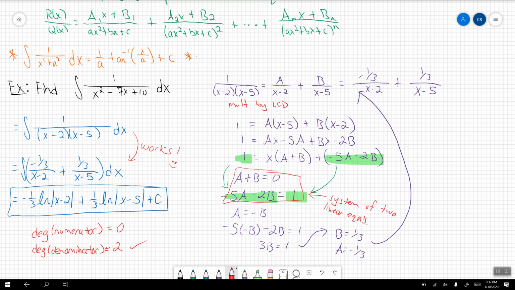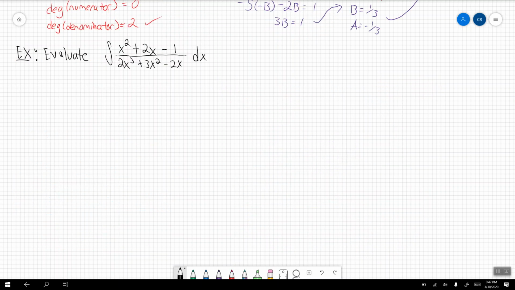All right, so we're going to go on to the next example. Let's go through this example. This example says that we need to evaluate this integral given by the numerator being x squared plus 2x minus 1 divided by the denominator, 2x cubed plus 3x squared minus 2x, and this is all with respect to dx. Now again, the first thing that I said before is that we want to make sure that we can factor this. So that's the very first step that we're going to take here, we're always going to factor.